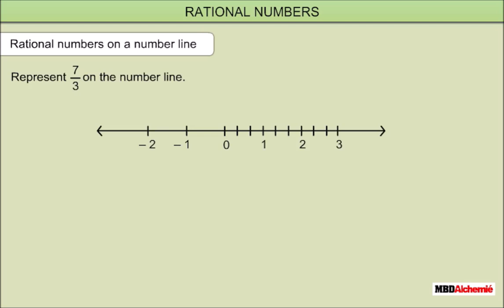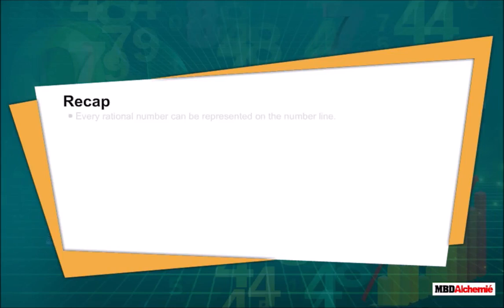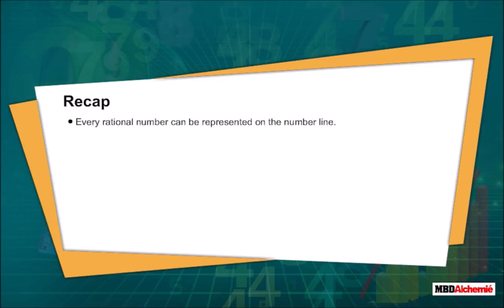After 0, mark the points as 1 by 3, 2 by 3, 3 by 3, 4 by 3, 5 by 3, 6 by 3, 7 by 3, 8 by 3, and 9 by 3. The point corresponding to 7 by 3 will represent the rational number 7 by 3 on the number line. Recap. Every rational number can be represented on the number line.